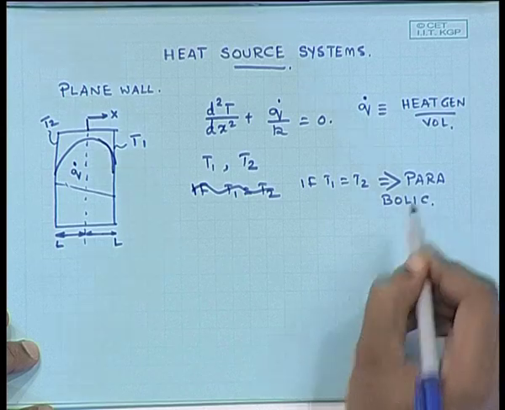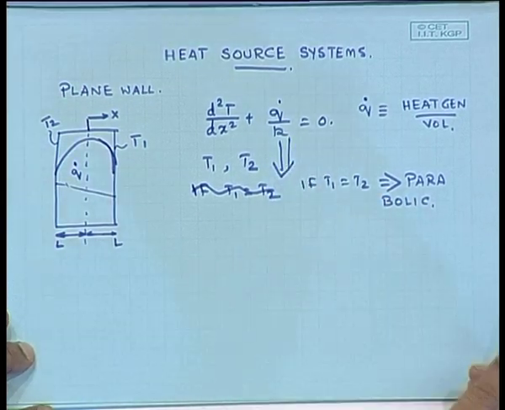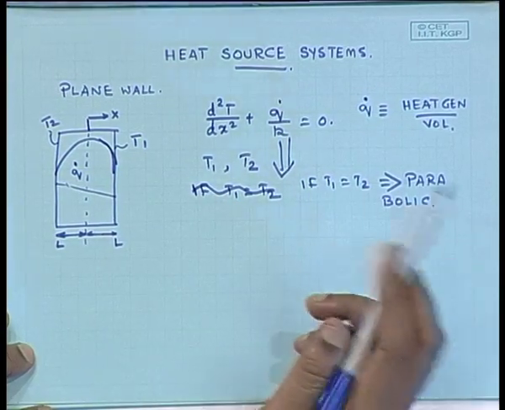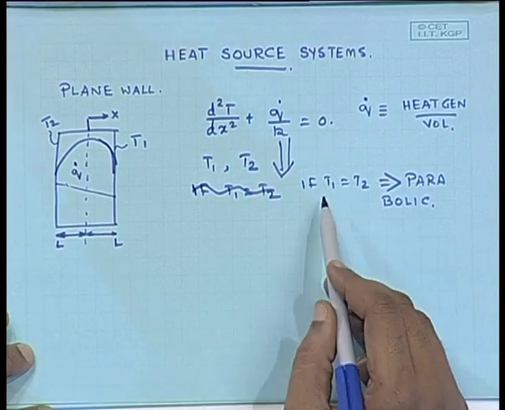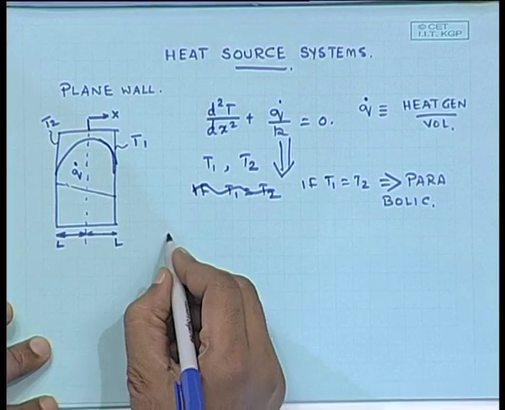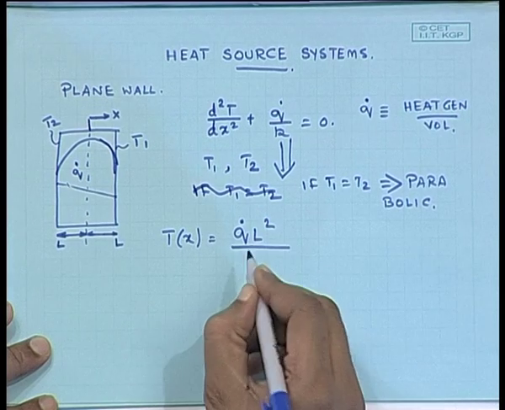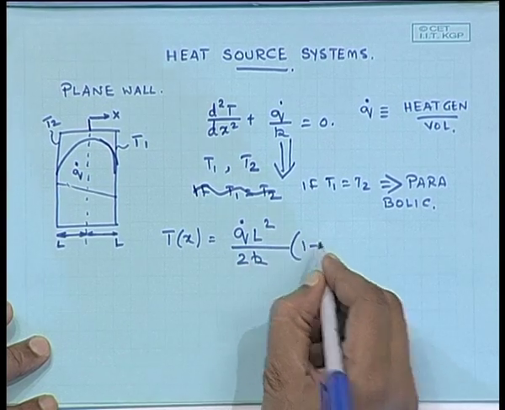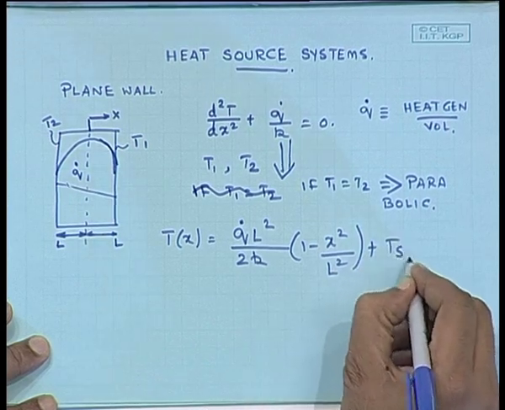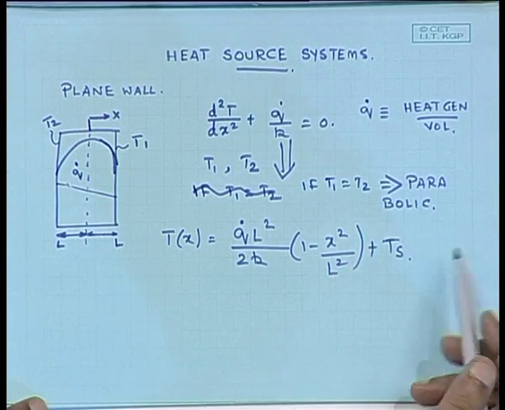So, if T1 is equal to T2, then what you get is a parabolic distribution of temperature. This is simply by solving it and using the two boundary conditions, that at x equal to plus L, T is equal to T1, and at x equal to minus L, T is equal to T2. And if T1 is equal to T2, it is going to be parabolic in nature. The temperature distribution for such a case would be, I am simply writing the final form of this equation. So, this Ts is the surface temperature. That means T1 is equal to T2 equal to Ts.